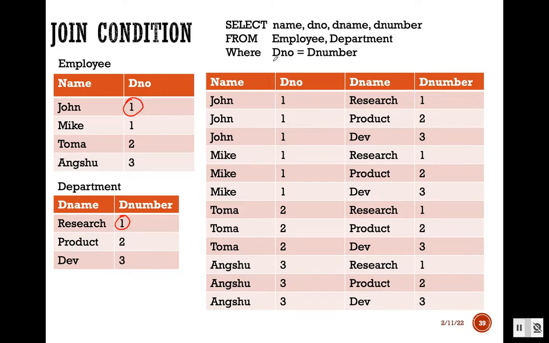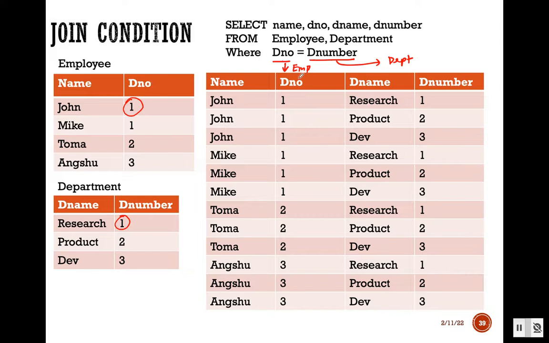Now if I use the join condition, I can find how tuples from one table are related to tuples from another table. For example, DNO equals D number. This DNO is from the employee table and this D number is from the department table. The names are different, so the query compiler will by default know which attribute comes from which table.